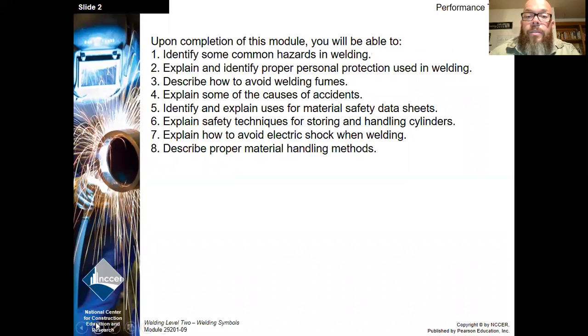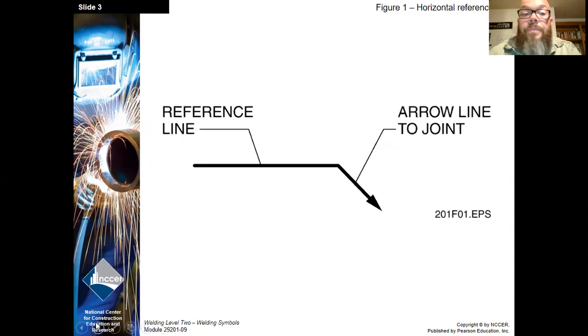Okay, upon completion of this module, you'll be able to identify some common hazards in welding, explain and identify proper PPE used in welding, describe how to avoid welding fumes, explain some of the causes of accidents, identify and explain uses for material safety data sheets, explain safe technique for storing and handling cylinders, explain how to avoid electric shock when welding, and describe proper materials handling. Not sure how this relates to symbols, but it's in there.